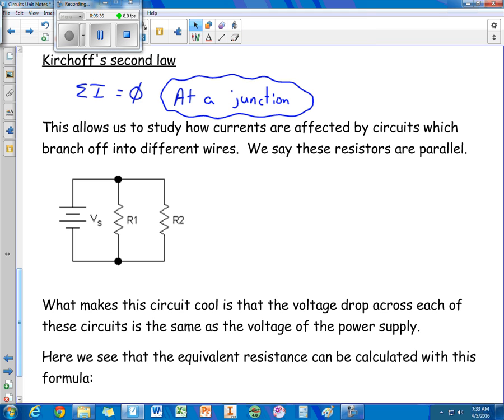Now, once again, we have to apply conservation of charge or conservation of current. All of the current that leaves this battery must return to the battery. That's because of conservation of charge. So when this current comes up to this junction, it's going to have to split. I'm going to have a certain amount of current, I'm going to call it I1, that's going to go down through resistor R1, and I'm going to have a second amount of current, I'll call it I2, that goes down through resistor R2.